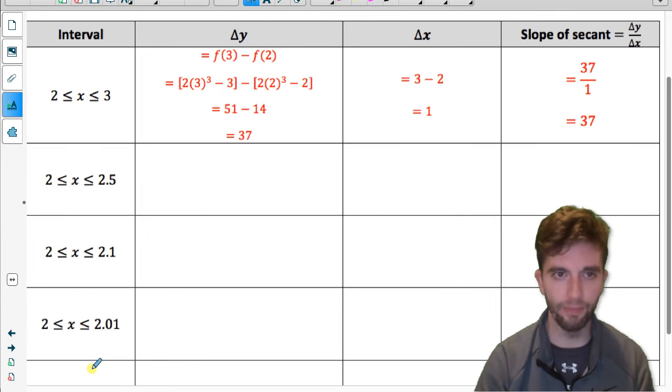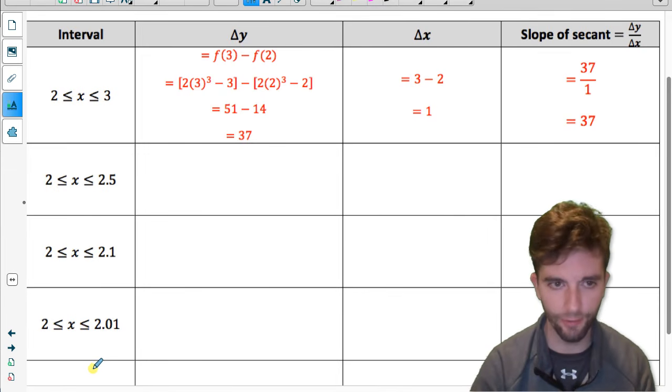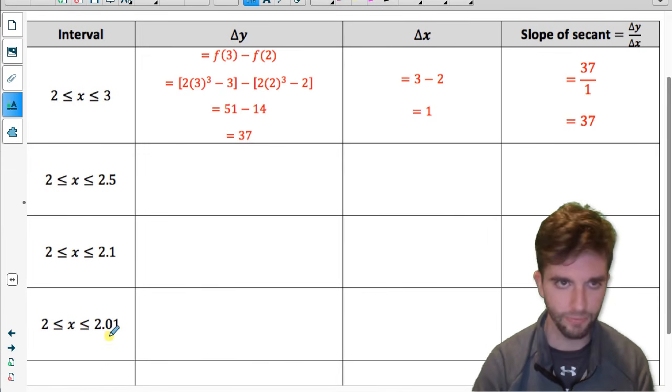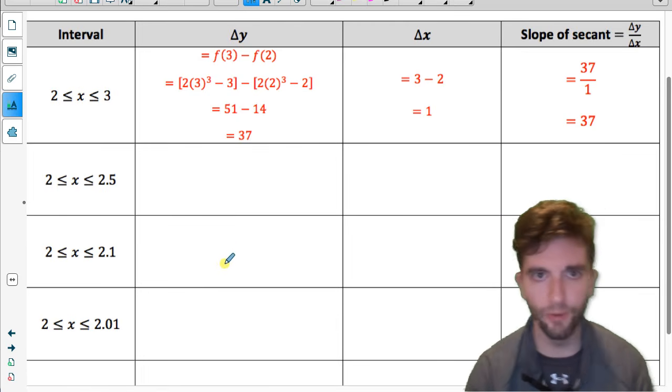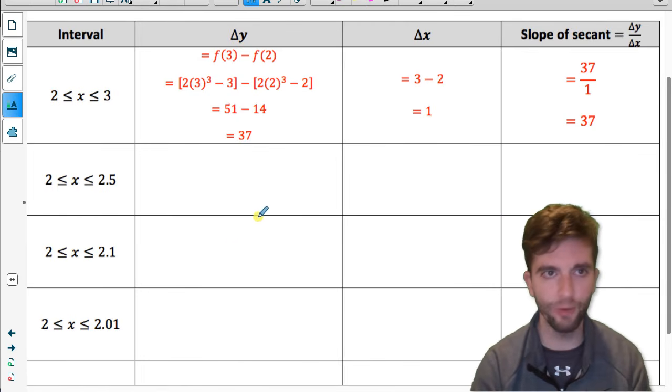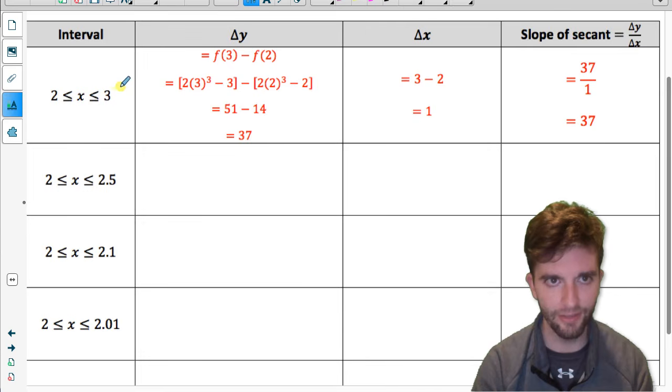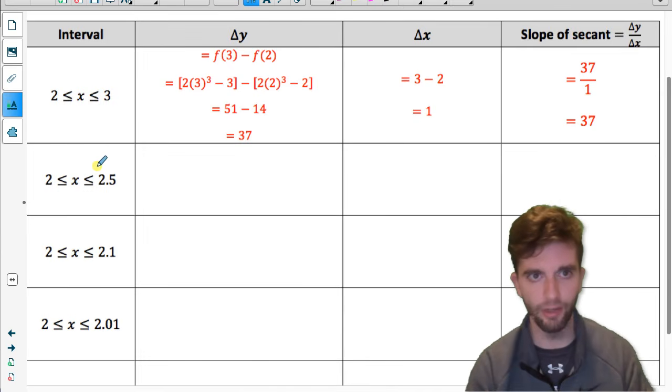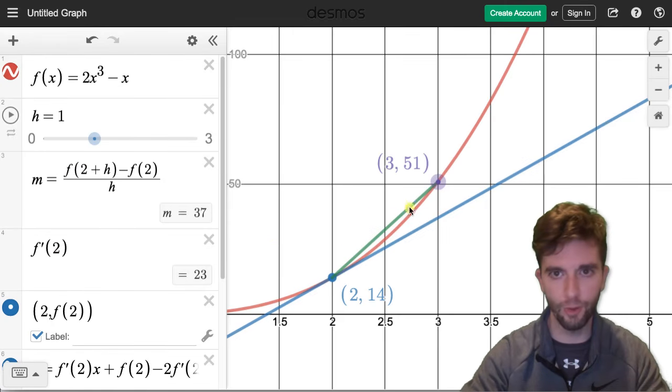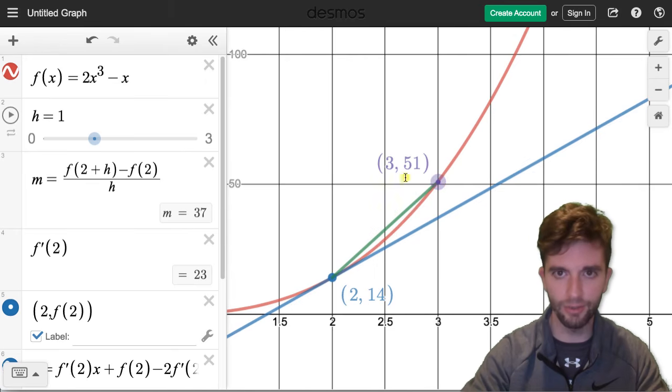And that will give us the best estimate we've gotten yet for the slope of a tangent line. So I've filled out the first row for you. All we're doing is finding the slope of a secant line connecting an x value of 2 to an x value of 3 on the function. So we're finding the slope of that secant line, that green line, from an x value of 2 to an x value of 3. So we have to calculate those y values, 51 and 14, by plugging 3 and 2 into this equation.